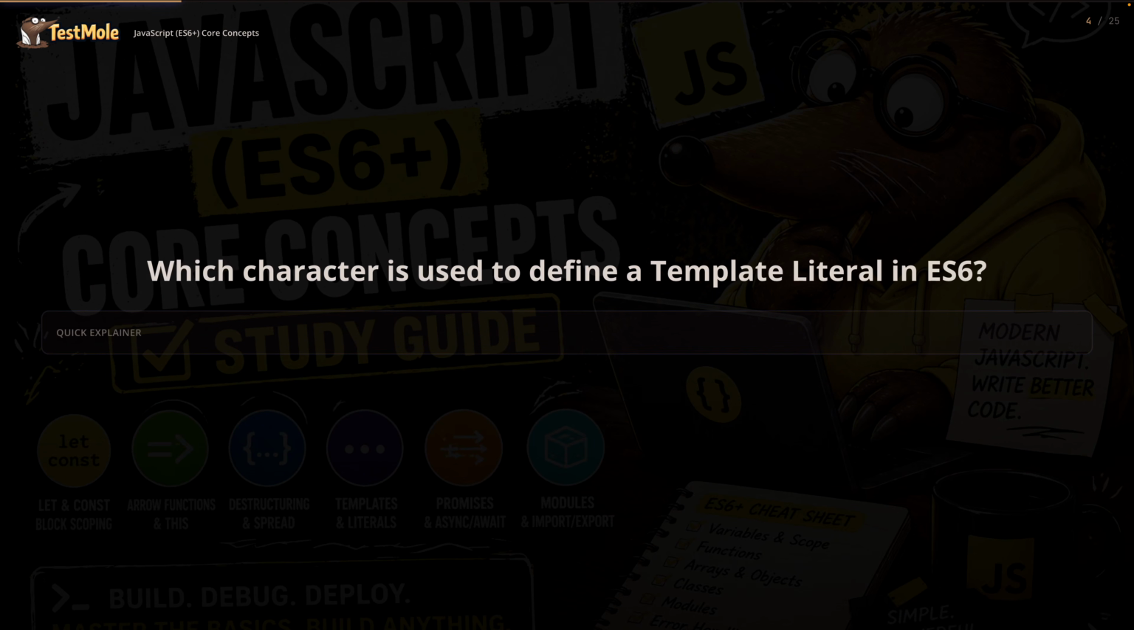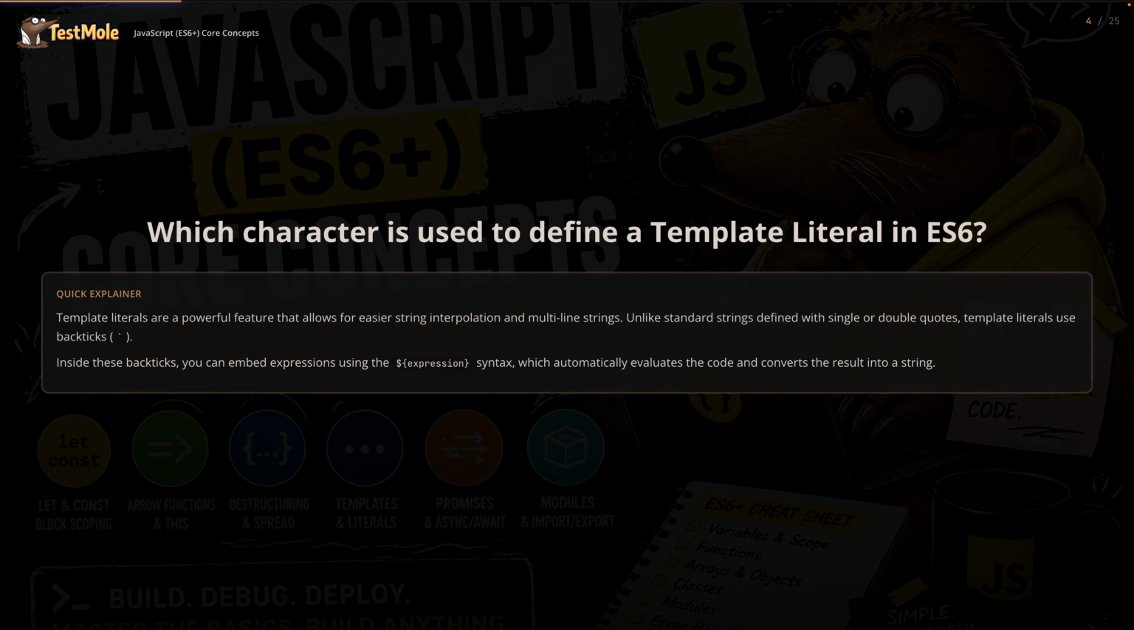Which character is used to define a template literal in ES6? Template literals are a powerful feature that allows for easier string interpolation and multi-line strings. Unlike standard strings defined with single or double quotes, template literals use backticks. Inside these backticks, you can embed expressions using the ${expression} syntax, which automatically evaluates the code and converts the result into a string.